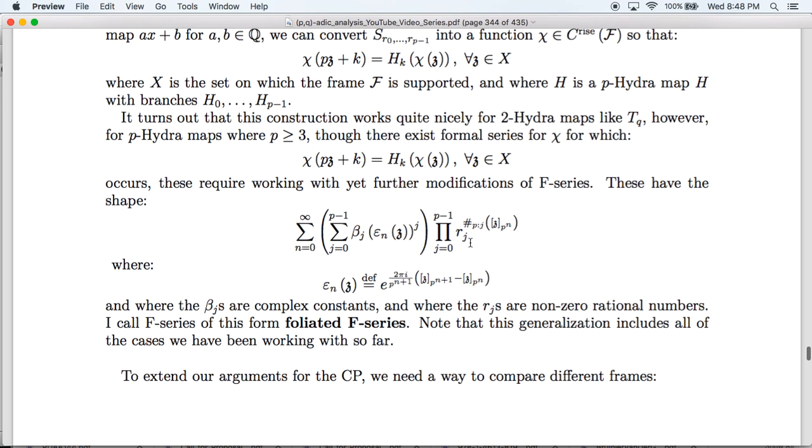And so in this case, as I show in my dissertation, the foliated F-series, in addition to satisfying all the functional equations, have more flexibility when you conjugate them. So that, unlike the ones that we considered before, where you really only have 2 parameters you can work with in your conjugation, with these you have p parameters that you can work with.